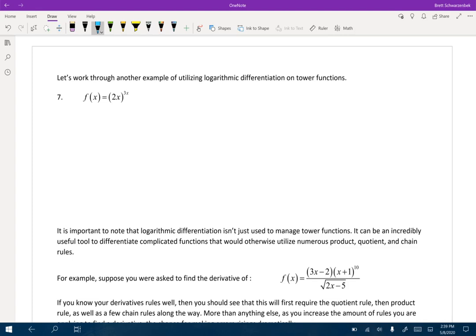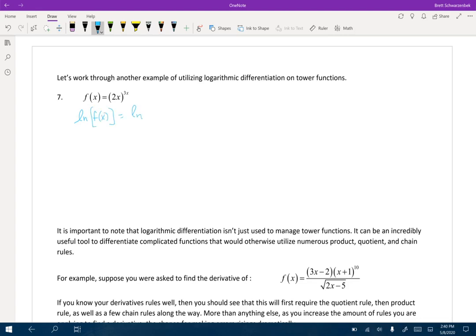So what do we need to find? We need to find the derivative of both of these. But note, look where the variables are. There's one in the base, and there's one in the exponent, which means this is identified as a tower function. So as soon as we know that this is a tower function, we can go ahead and find the derivative by using natural logs. So we immediately take the natural log of both sides.